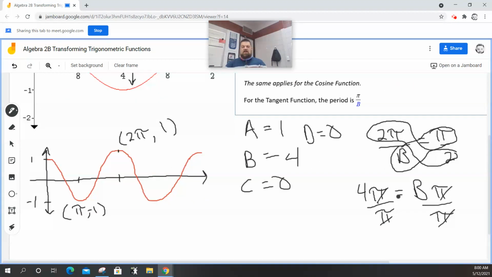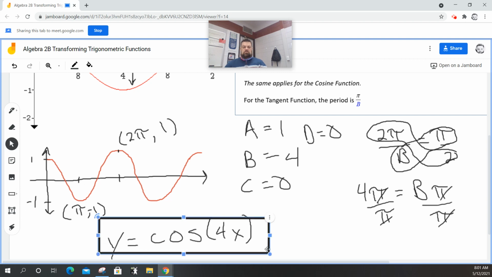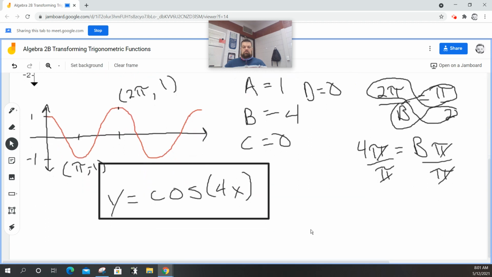So when I write this out, really what I'm going to have is Y equals cosine. You don't need to write the 1. Cosine of B, which is 4, times X. And that is it. That is all there is to that particular one. That's all you got.